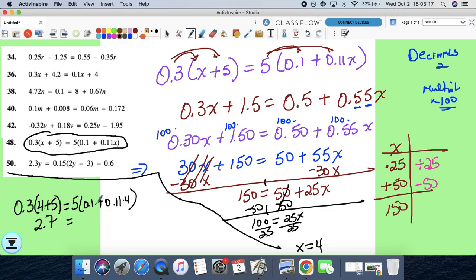And then on the right side, what do we have here? We have 0.11 times 4, which is 0.44, plus 0.1, which is 0.54, and then we're going to multiply that by 5, and guess what? All that equals 2.7. Yes, we're good.